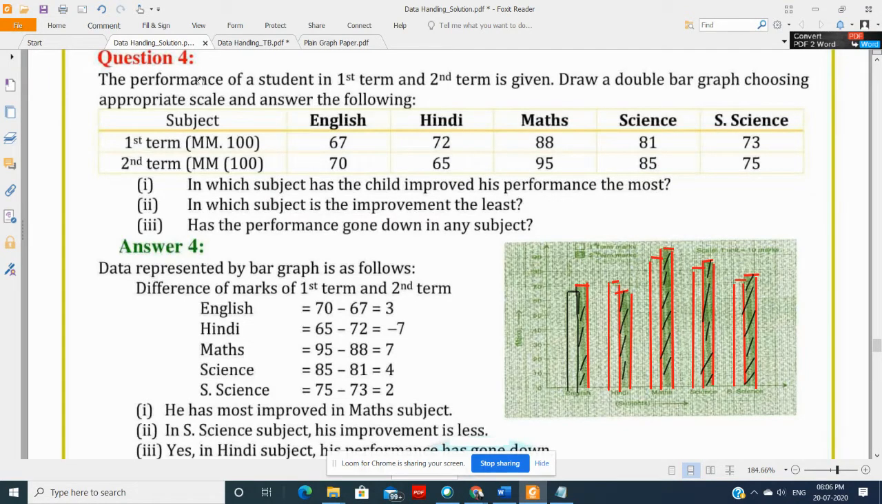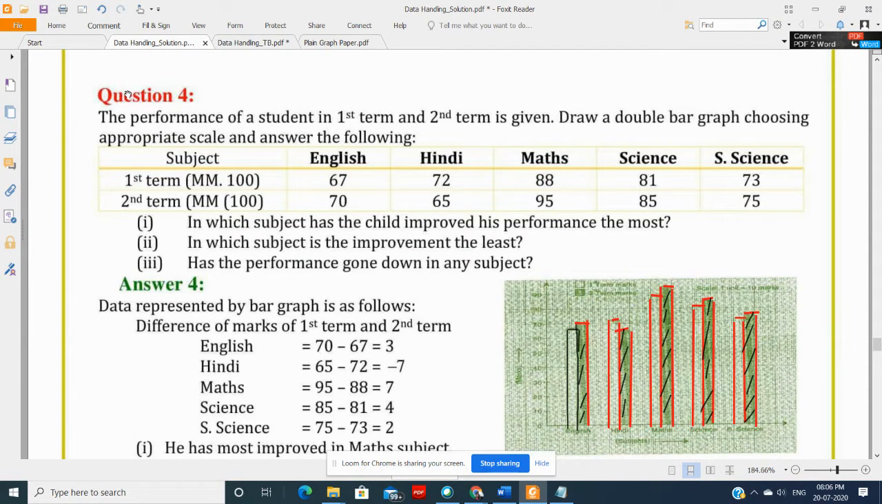Hello everyone. So in this video, we are going to discuss question 4. This is your 3.2 exercise and we are discussing question 4. Now, we have already talked about the simple bar graph. In this video, we will be talking about the double bar graph.